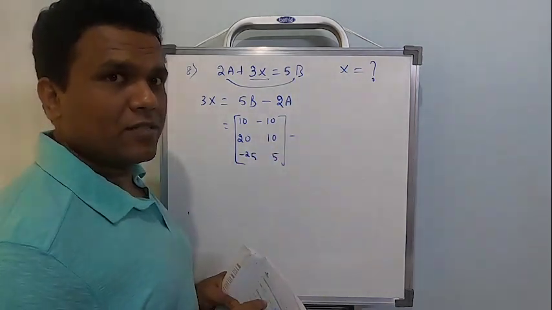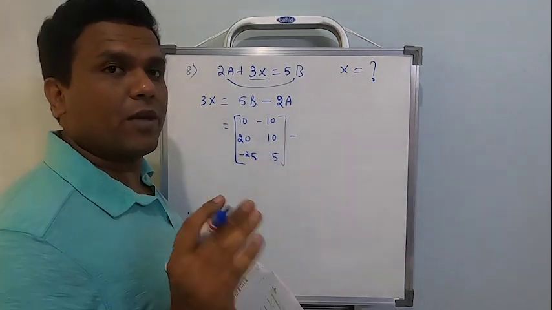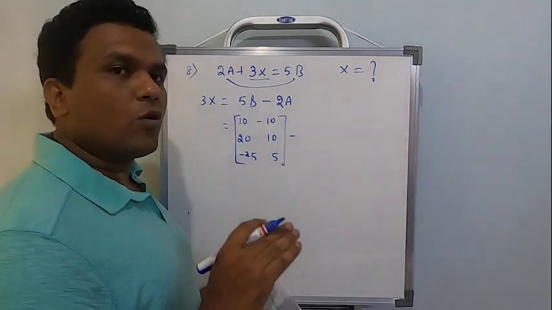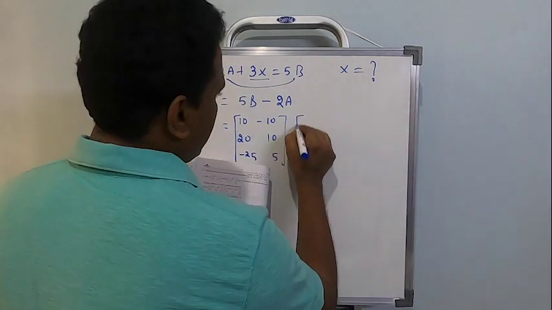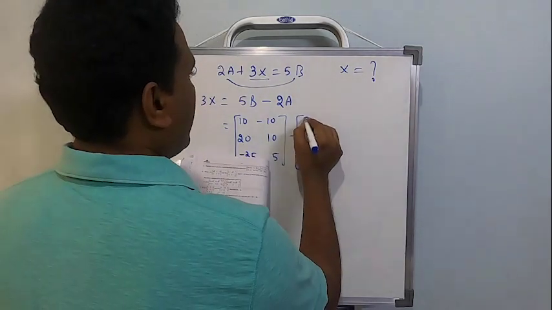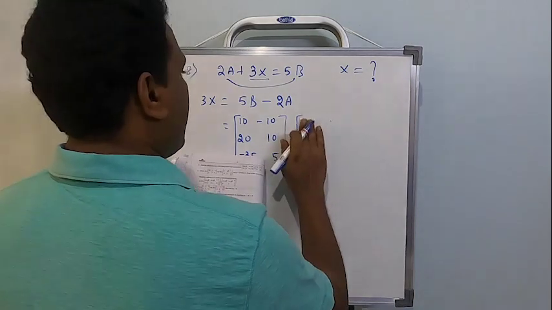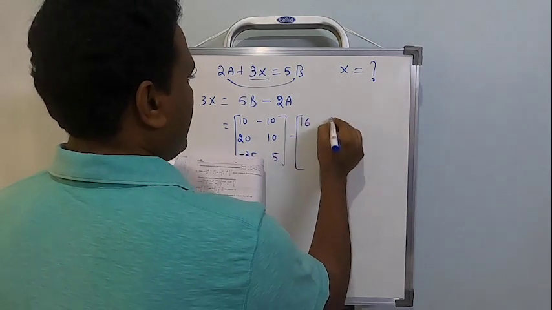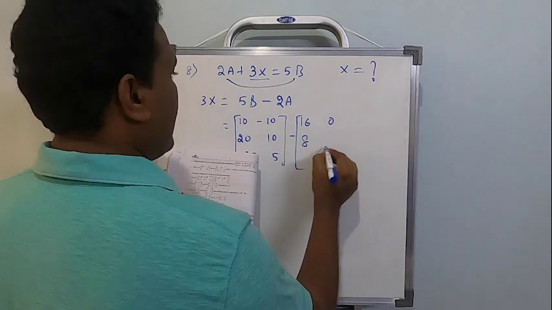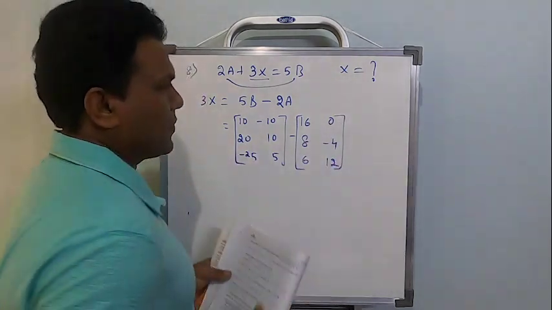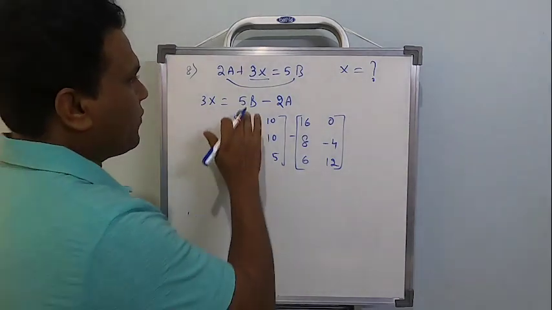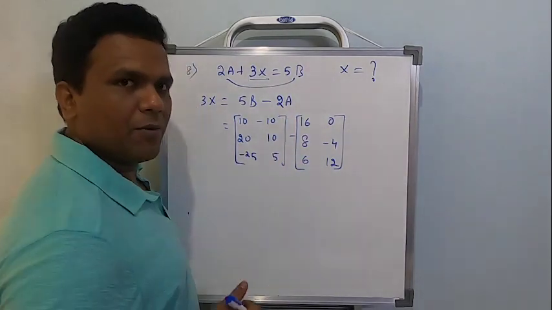Minus, first write down the minus sign. Don't say minus 2 should be multiplied to A. No. Retain the minus sign, only multiply 2 to matrix A. When I multiply each element of matrix A by 2, 8 multiplied by 2, right? So it's going to be 16, 0, then 8, minus 4, 6 and 12. Right? So I did 5B minus 2A.